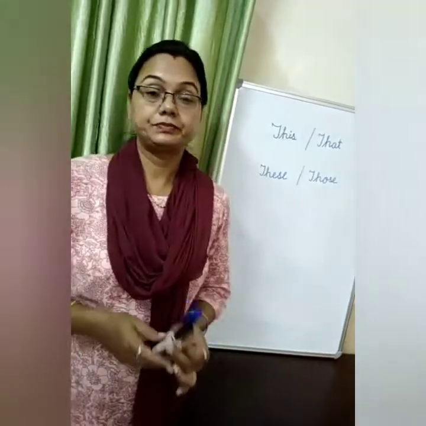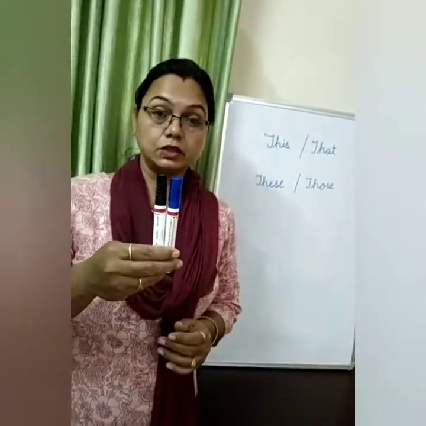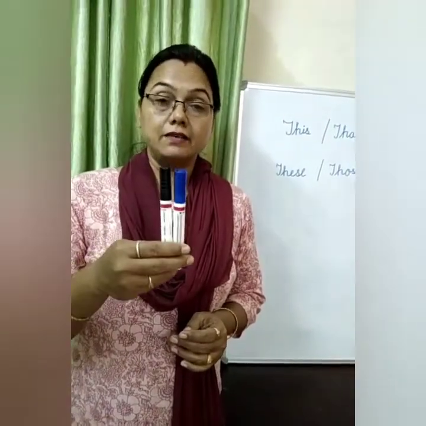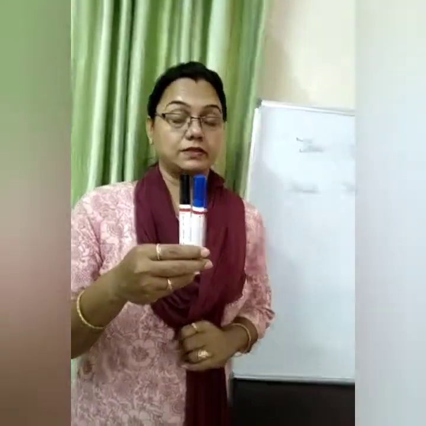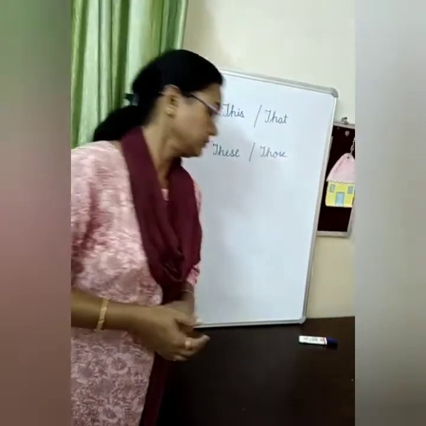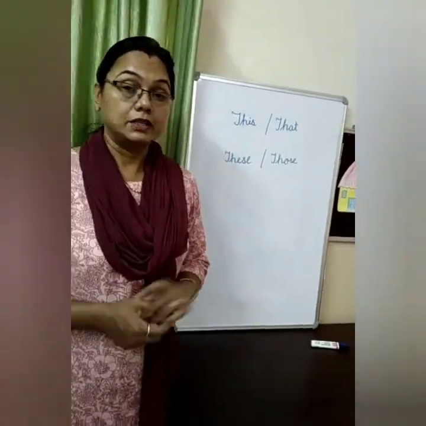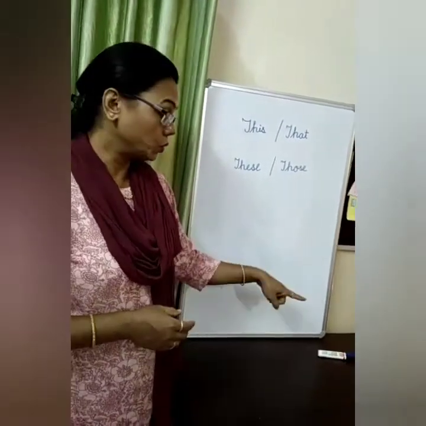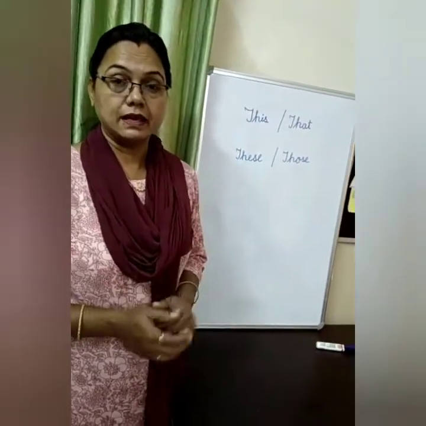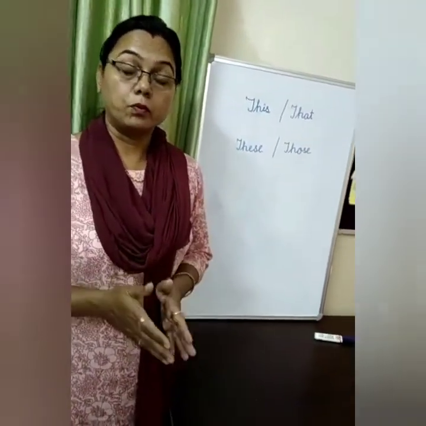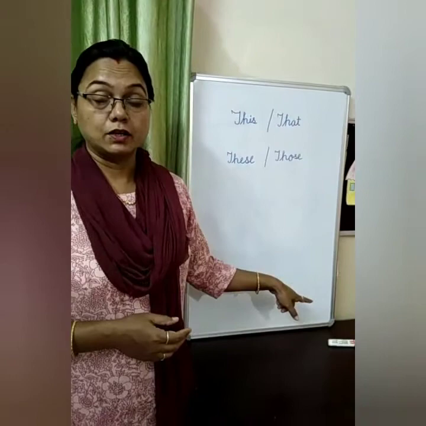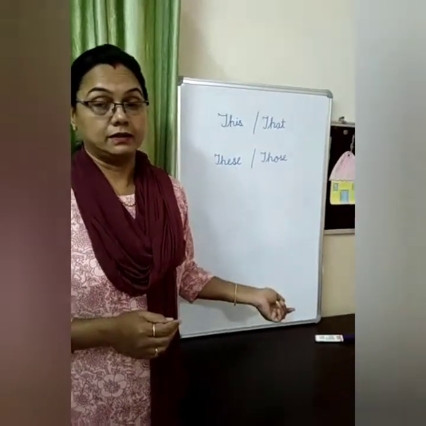One more example. You can see I am having two markers in my hand. So what I will say? I will say these are two markers. And if I keep here, now what I will say? I will say those are two markers or those are markers. So when we want to point out something which is far from us, we use those which are more than one. Okay?